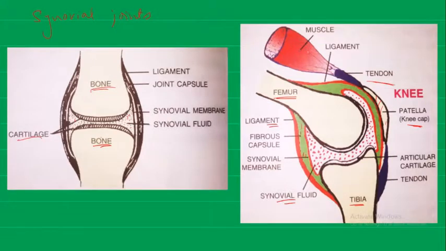So there are different types of joints: immovable, partially movable, freely movable. Under freely movable, there are the gliding joint, pivot joint, hinge joint, and ball and socket joint. In our next class, we will be discussing the muscles, the kinds of muscles, and the lever mechanism.